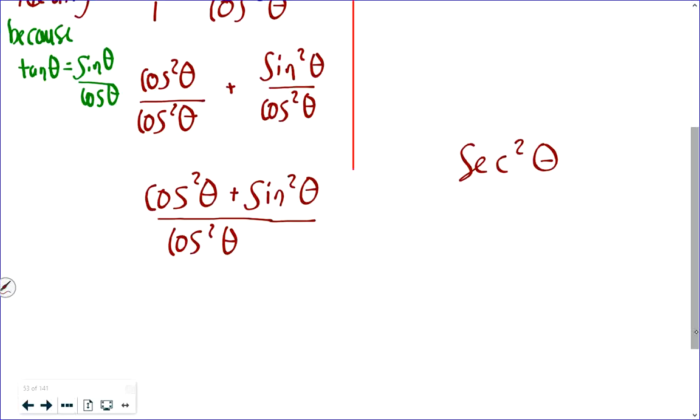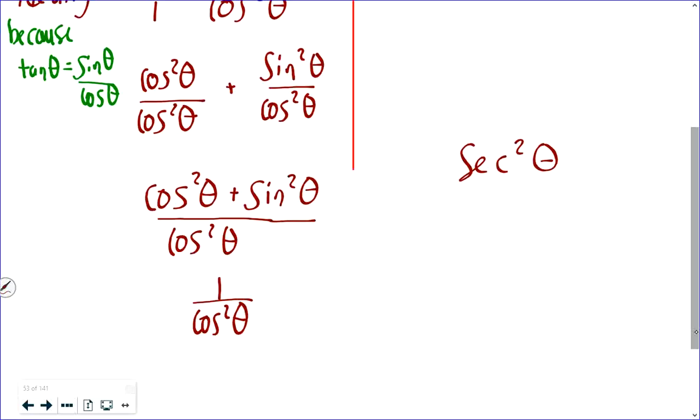Why is this 1 over cosine squared of theta? How did I go from this to this? Because cos squared plus sine squared is 1. And you will remember that.